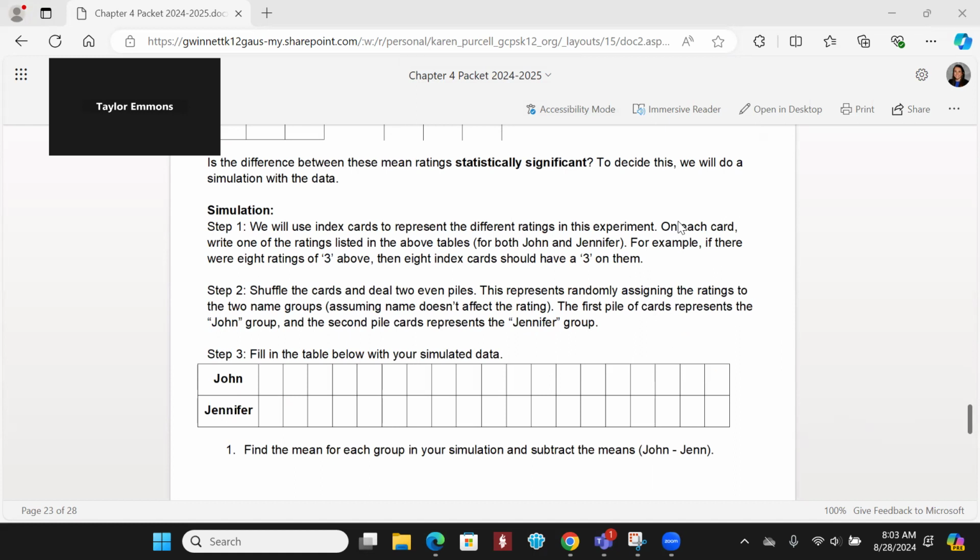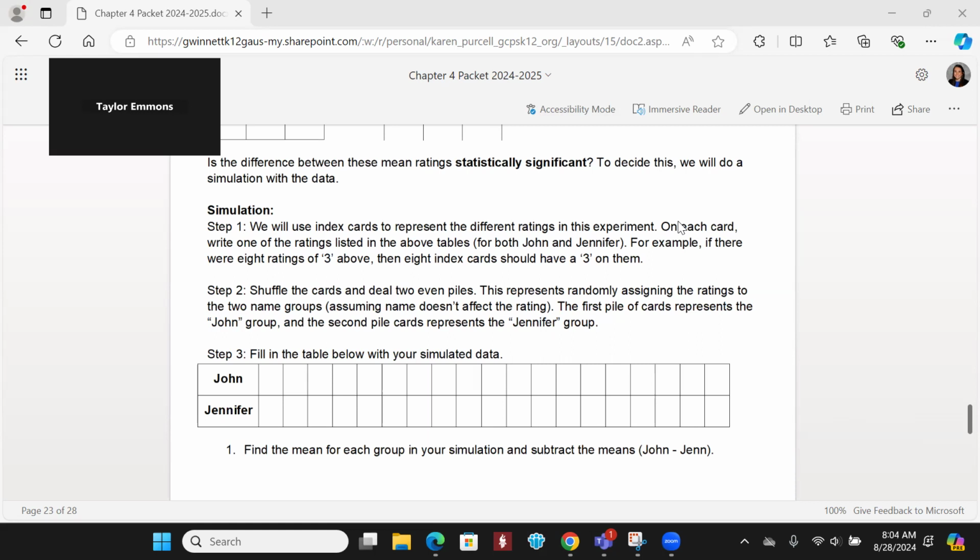All right, if we were to simulate this, we're going to use index cards to represent the different ratings in this experiment. On each card, we would write one of the ratings listed in the table above, for both John and Jennifer. For example, if there were 8 ratings of 3 above, then there would be 8 index cards with a 3 on them. Shuffle the cards and then deal them into 2 piles. This represents randomly assigning the ratings to the 2 named groups.